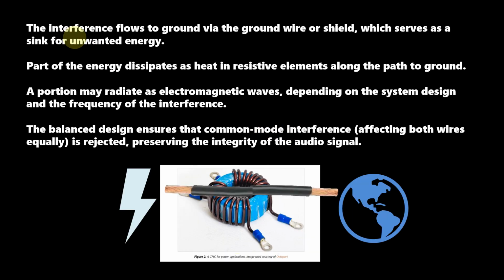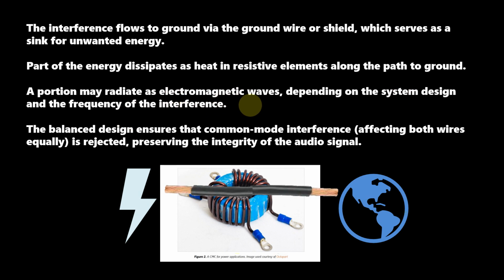Okay, so the interference flows to ground via the ground wire or shield, which serves as a sink for unwanted energy. Part of the energy dissipates as heat in resistive elements along the path to ground. So if it doesn't go through the cable, it might just make a little heat and disappear that way. Again, all energy has to be accounted for. You can't just say it gets into my line and then disappears. A portion may radiate as electromagnetic waves, depending on the system design and frequency of the interference.